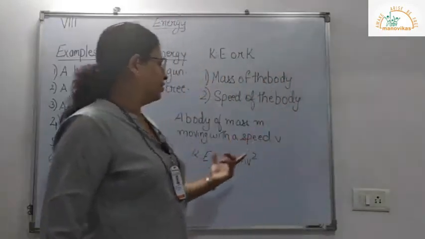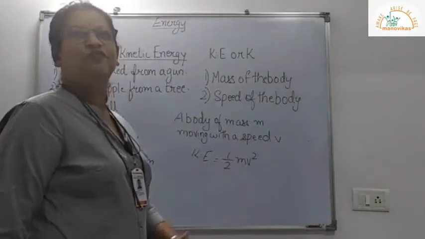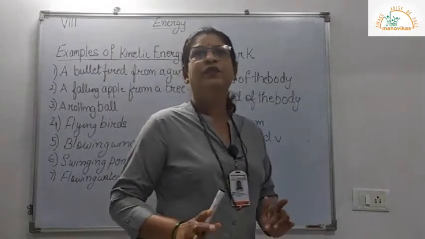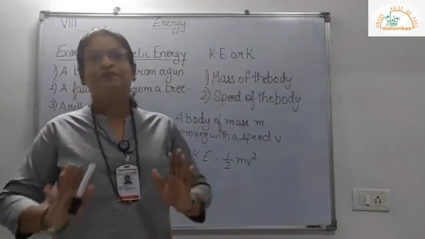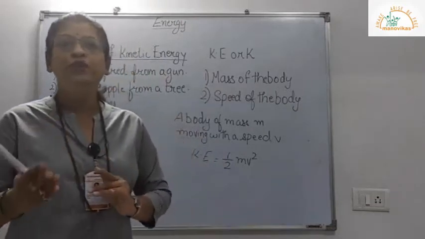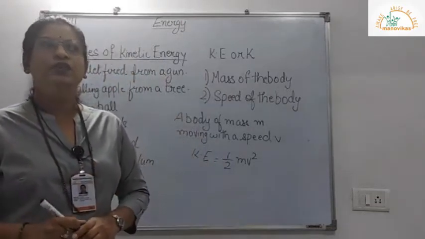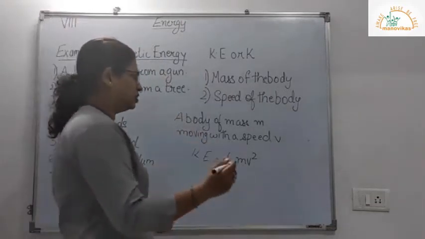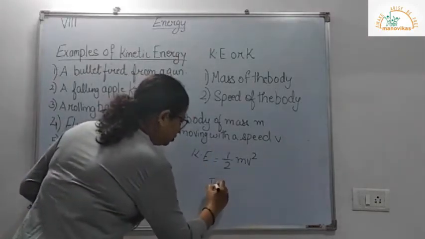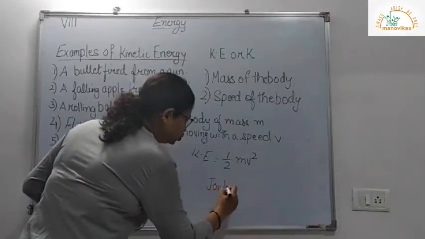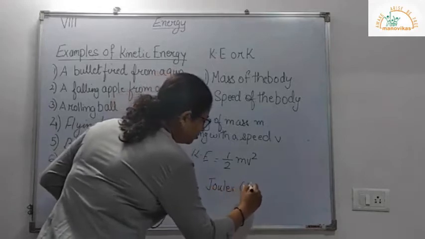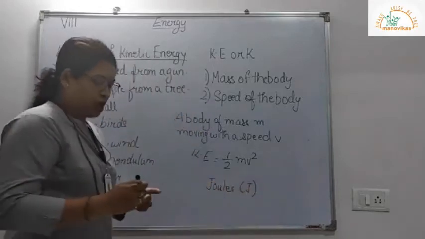Now we have already studied the equation for kinetic energy. So now we see the unit for kinetic energy. Now the unit for kinetic energy is joules. Okay, so the unit for kinetic energy is joules and it is given by the symbol J.